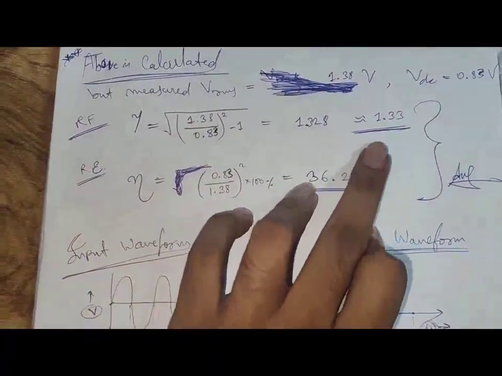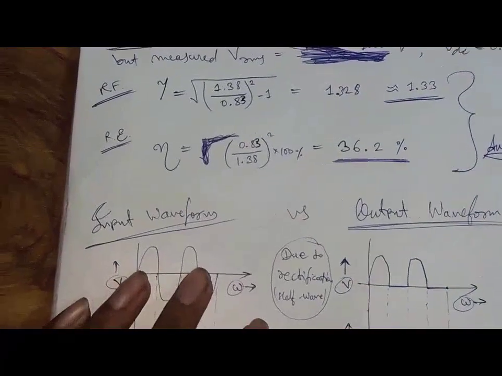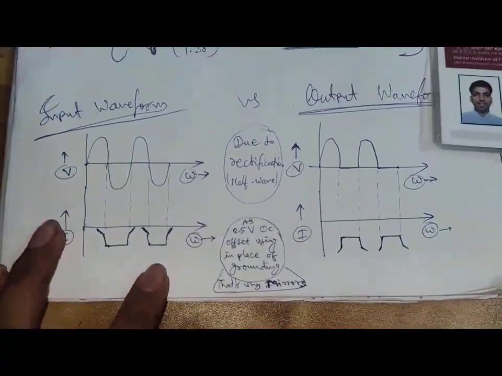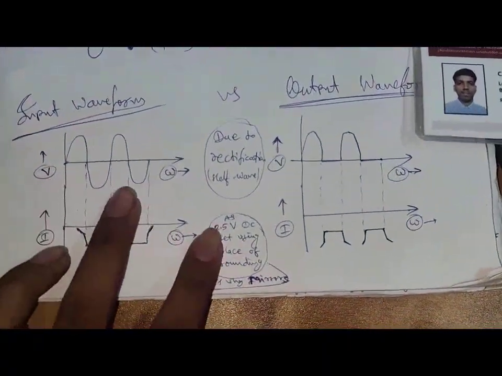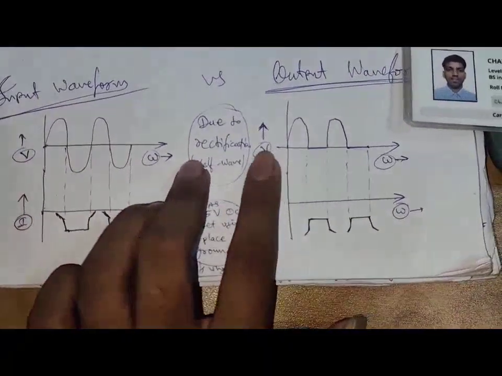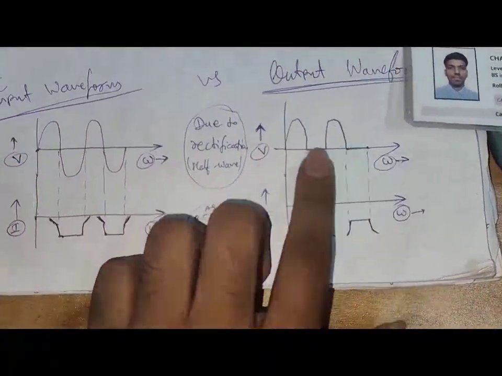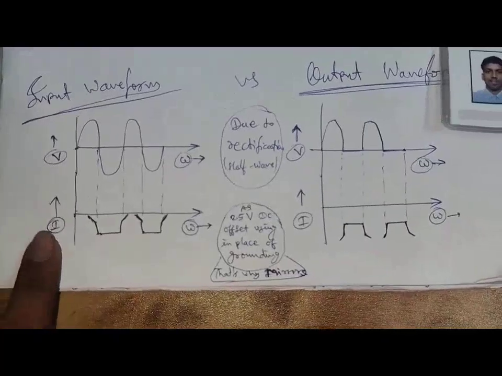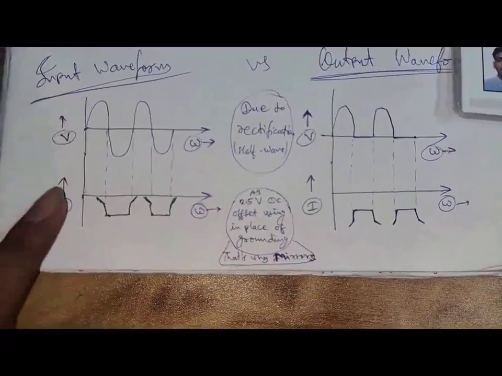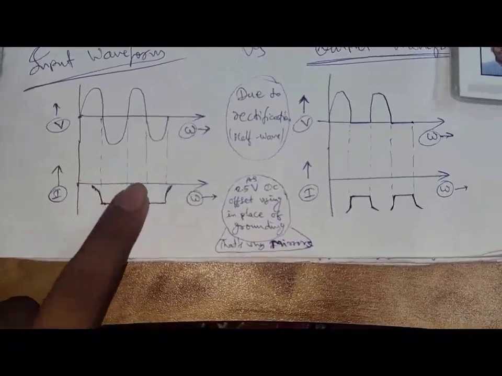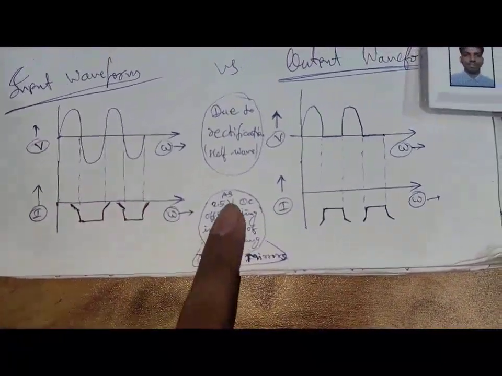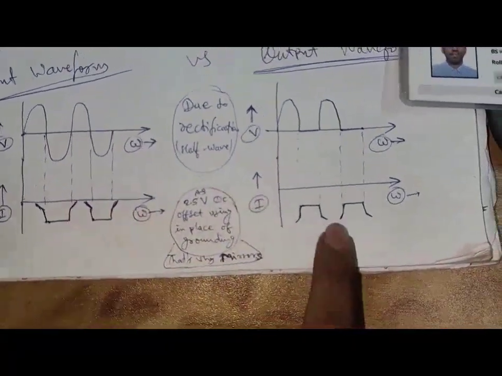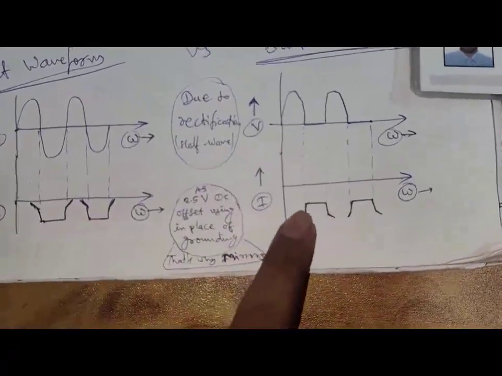You can see the ripple factor and rectification efficiency we calculated. Now we are going to compare the input and output waveforms. This is the voltage and the current waveform, and the half-wave rectification happens in the voltage, as you can see. Now we are going to see the current. Since we are using the 2.5 volt DC offset in place of grounding, that is why mirroring happens in the input current waveform.